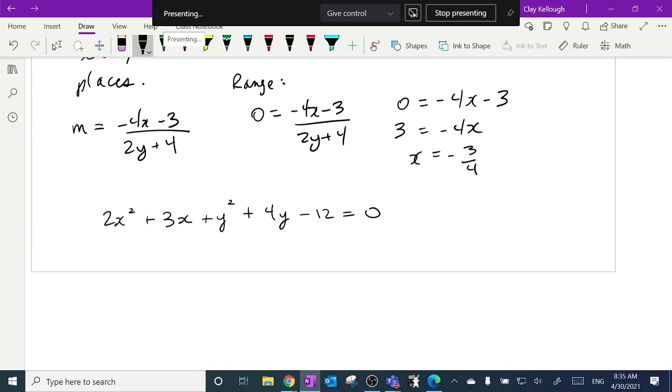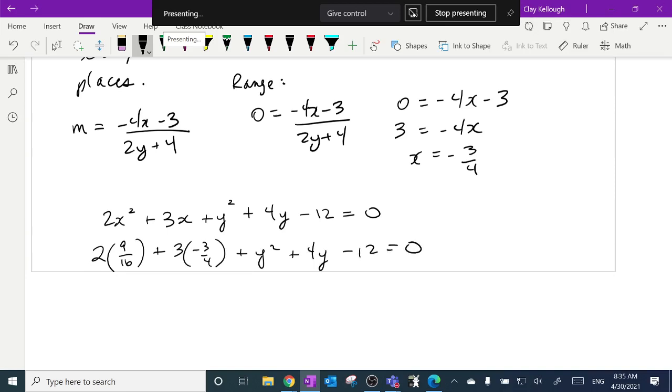Anybody see it yet? What's that? Square roots, possibly. It's going to be a quadratic, and it's not going to be factorable, which is why I said decimals. So we're going to put in the x value of negative 3/4, which would be 2 times 3/4 squared, which is 9/16, right? And the negative goes away. Plus 3 times negative 3/4, plus y squared plus 4y minus 12 equals 0.